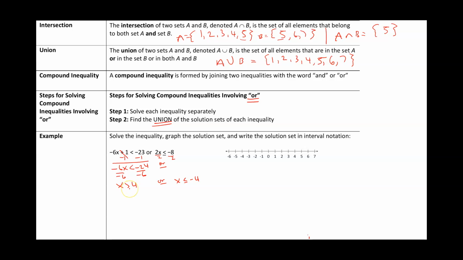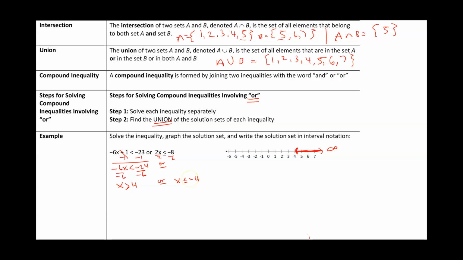Let's start with x greater than 4. Greater than 4 means that the number 4 is not included, so we're going to put a parenthesis on 4. And greater than means we are going to shade to the right. So this set is a set of all numbers that are greater than 4, which means they approach infinity.